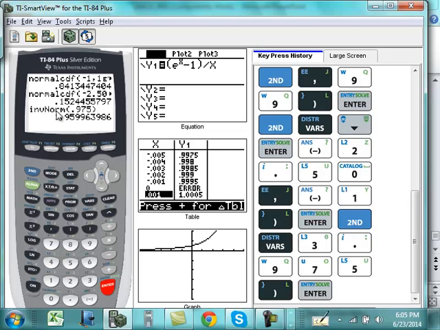When you use this command of inverse norm, it's going to ask the calculator to compute the z-score corresponding to 0.975 area under the curve to the left of the z-score. So you tell it the area to the left and it'll come up with the z-score.